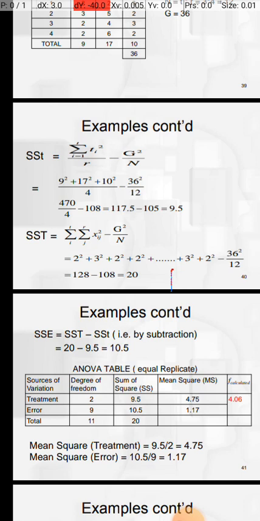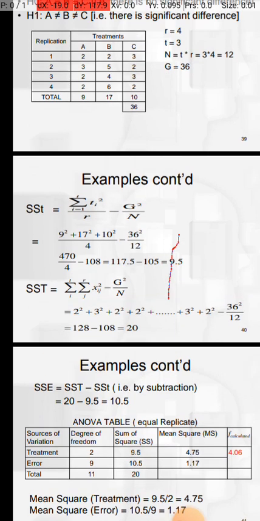Sum squared total, what you have to do is, for the sum square treatment, we only squared the total of each column. Are you getting it? The total of each column. Now for the sum square total, is not like that. You have to square each of the values.